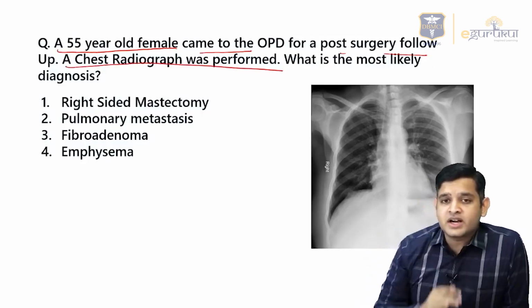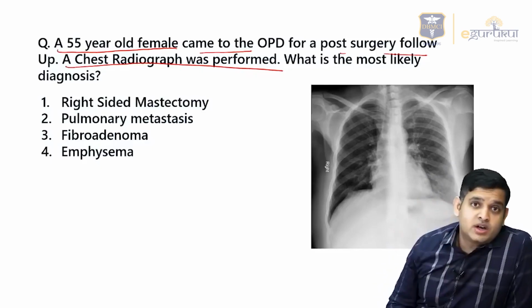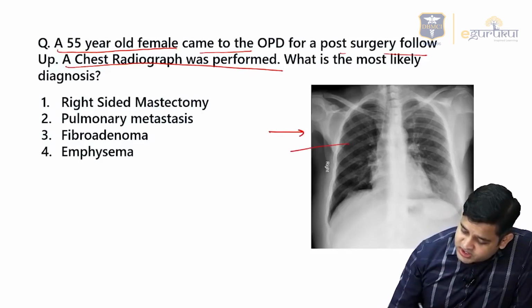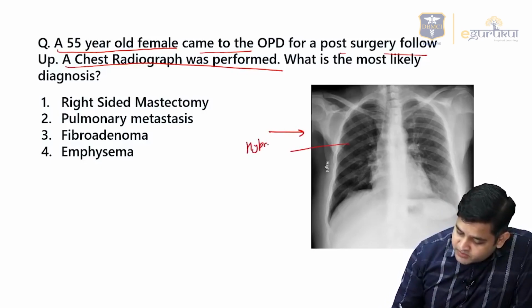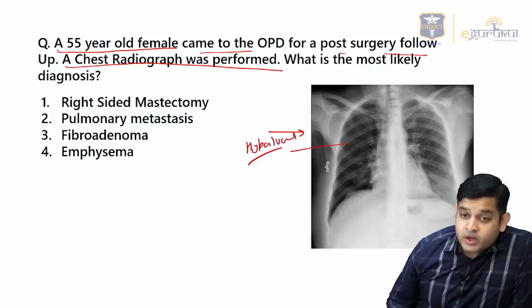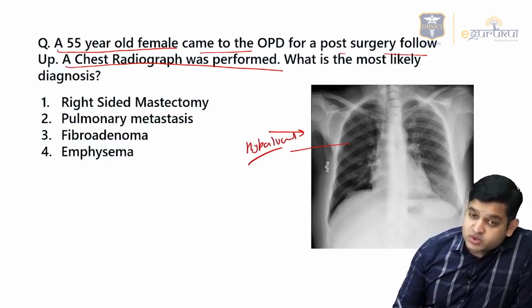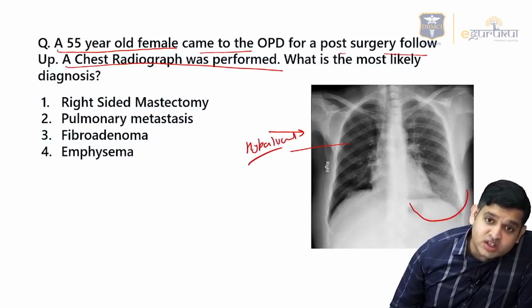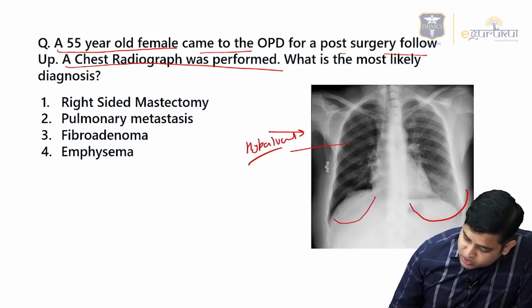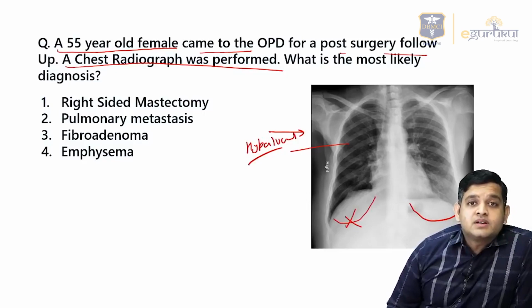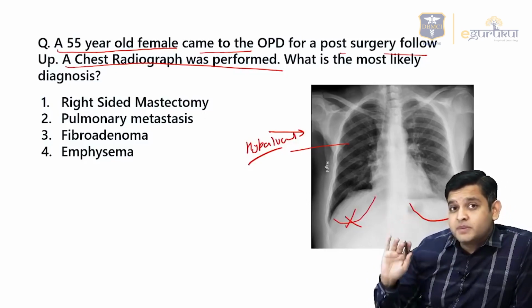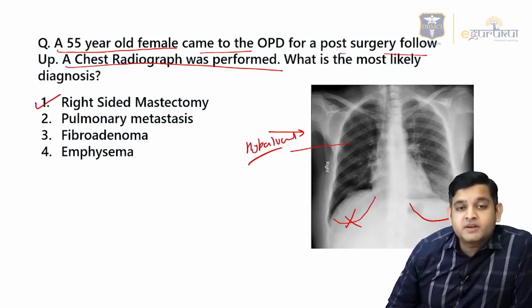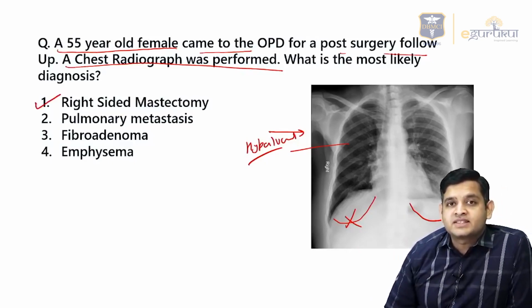Now, rather than looking at the choices, I want you to pay attention to the image. Now, look at this chest X-ray. What do you see? See, this area is so hyperlucent. Look at the lucency on both the sides. And then you see carefully, you see that the breast shadow is seen on the left side, but you don't see any breast shadow on the right side. So that means some surgery has been done in which the breast has been removed. So this is a case of a right-sided mastectomy.